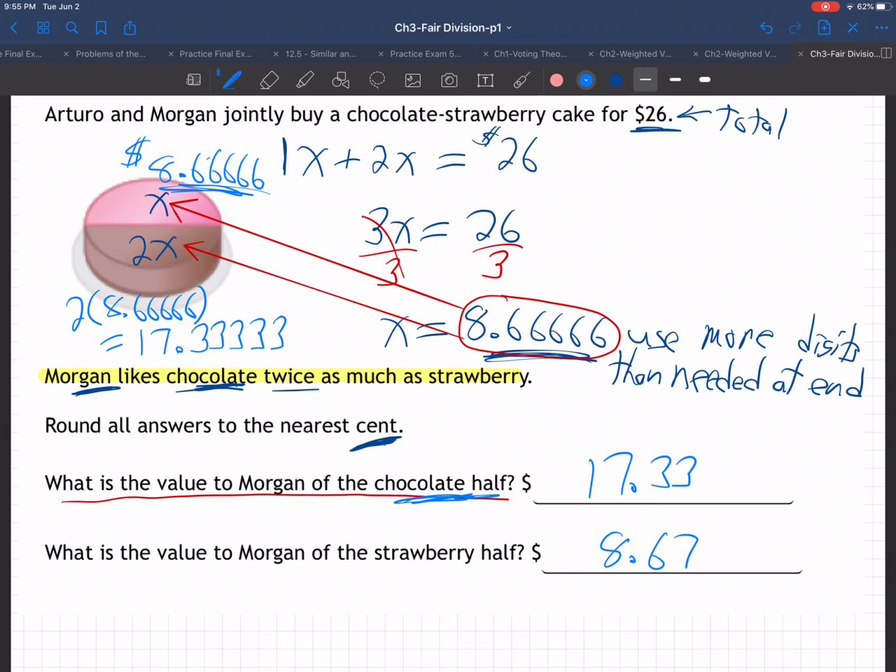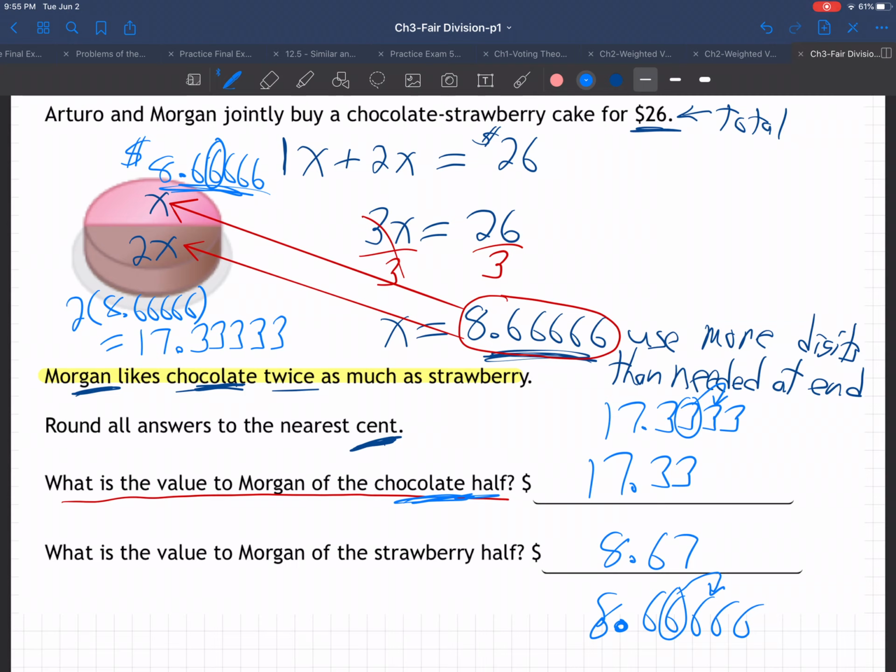Right? Whenever you round, you circle the place you're going to stop at. That's the second place. Originally, it was 8 with 6's forever. So you circle the place you're going to stop at. That's the cents, the two places past the decimal, the pennies place. Look one to the right. If the one to the right is 5 or more, you round up. For the 17 with 3's forever, I'm going to stop there. Look one to the right. It's just a 3, so $17.33.